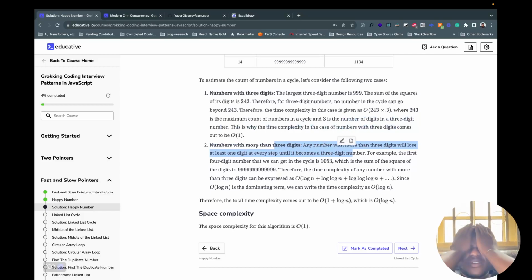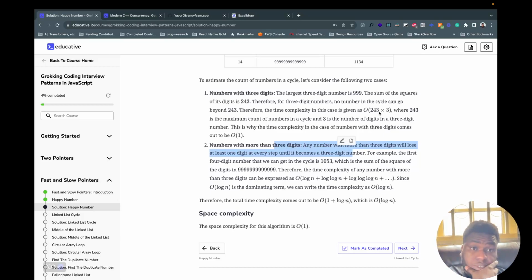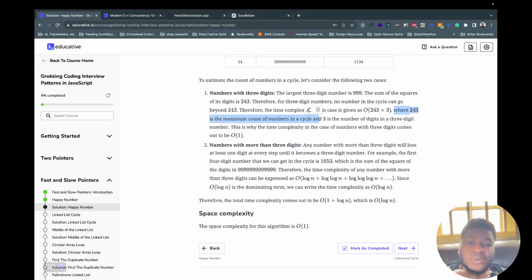I think I'm too tired to fully grok this thing, but it doesn't seem complicated at all. No three-digit number in the cycle can go beyond that. Times 3. I wonder why times 3. Where this is the amount of numbers in a cycle, and 3 is the number of digits in a 3-digit number. This is why the time complexity for the 3 digits comes out to be O of 1.